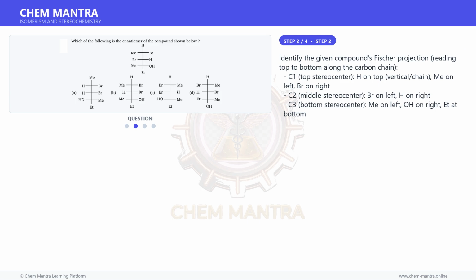Moving on to the next step. Identify the given compound's Fischer projection, reading top to bottom along the carbon chain. C1, top stereocenter: H on top, vertical chain, Me on left, Br on right. C2, middle stereocenter: Br on left, H on right. C3, bottom stereocenter: Me on left, OH on right, at bottom.